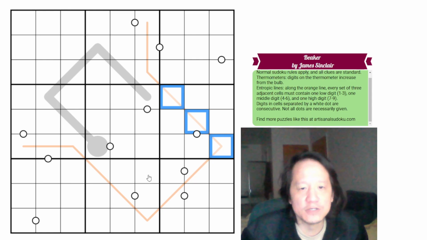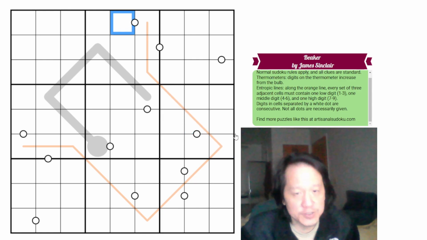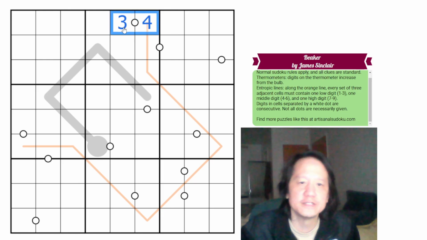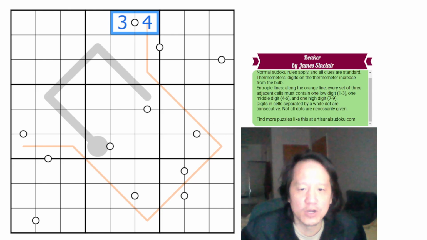Digits in cells separated by a white dot are consecutive. Not all dots are necessarily given. So for example, if this were a 3, this would have to be a 2 or 4 to be consecutive with it. And consecutive just means that they have a difference of 1.